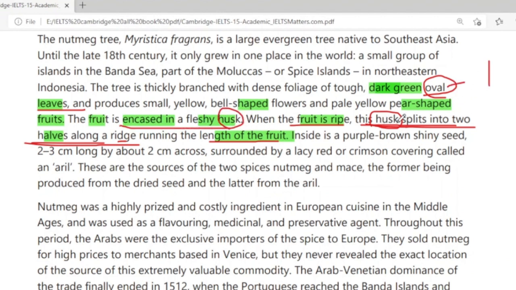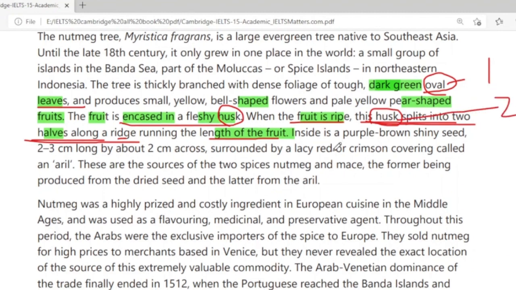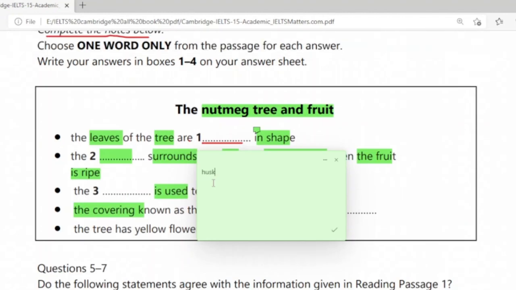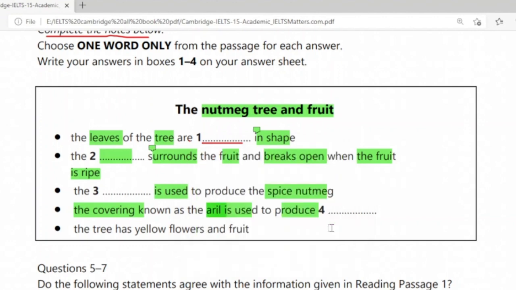It's the answer to 2. Husks. Husks is the answer to 2. Here we find it. Next answer. Next question: the dash is used to produce the spicy nutmeg.